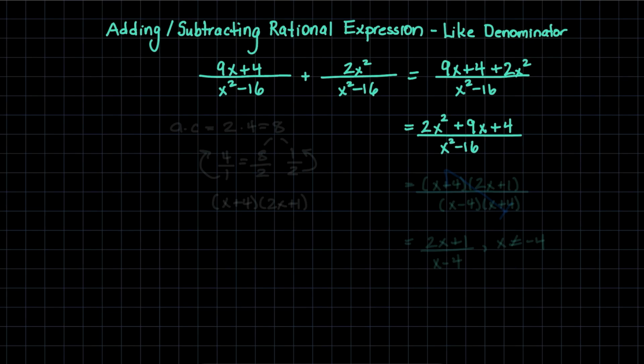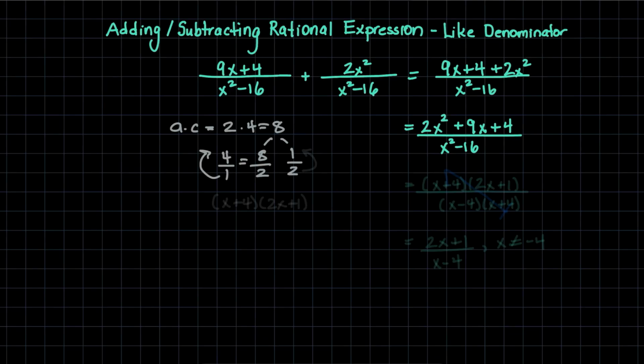Both of these are quadratics, so both need to check, can we factor them? The top is a quadratic where a is bigger than 1. So I'm going to go off to the side. A times c is 2 times 4, which is 8. Two numbers that multiply to 8 but add to 9 will be 8 and 1. Divide by a. This simplifies to 4 over 1.